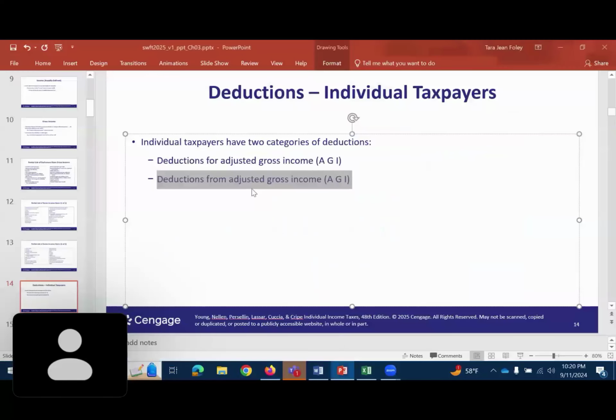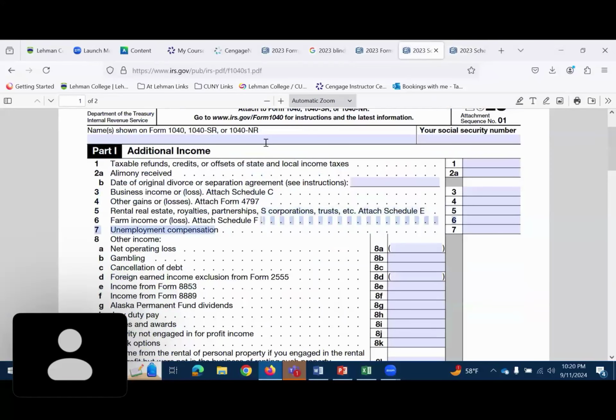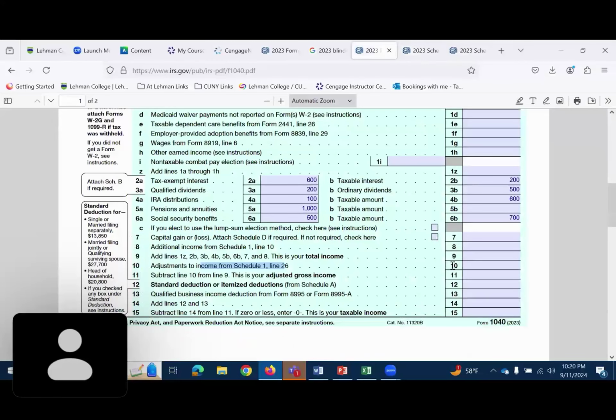So deductions for AGI are everything above the line to get to AGI. So I'm calculating this for my AGI number. Okay.